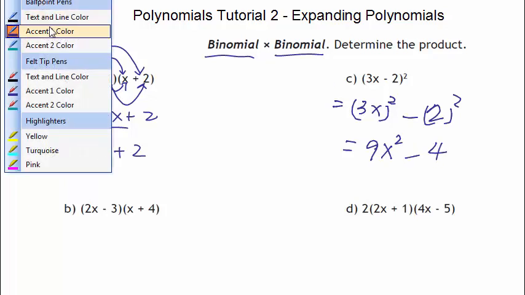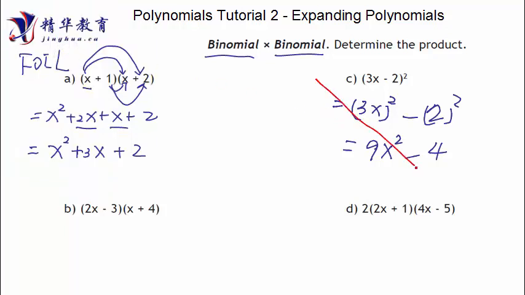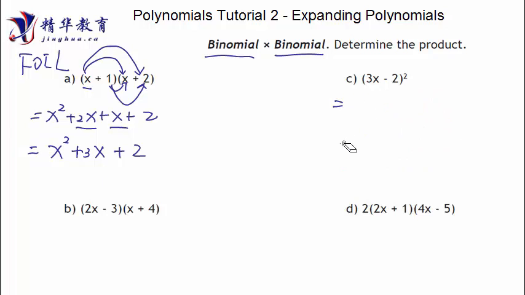I'm going to use a red color pen. Where's my red color pen? I'm going to cross this out in big. Do not ever do this yourself. That's totally not right. You cannot apply the square to each one of them and be done. It does not work that way. Do not do that again. I emphasize that because I saw too many students make this kind of mistake.